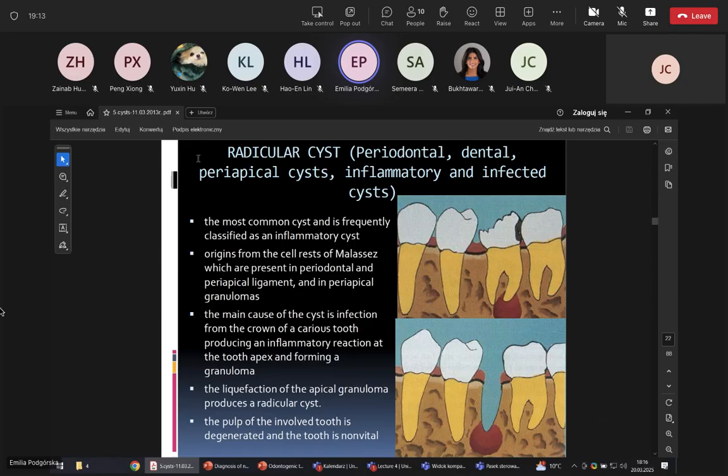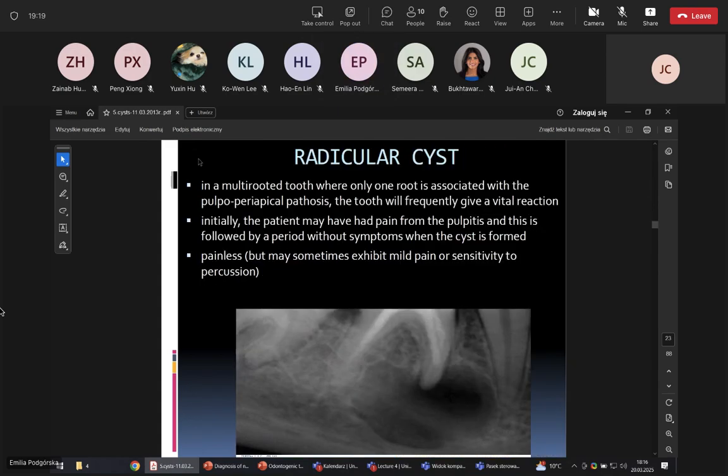The pulp of the involved tooth is degenerated and the tooth is non-vital. In a radicular cyst of a multi-rooted tooth where only one root is associated with the pulp or periapical pathosis, the tooth will frequently give a vital reaction. Initially, the patient may have had pain from the pulpitis, and this is followed by a period without symptoms when the cyst is formed. Painless, but may sometimes exhibit mild pain or sensitivity to percussion.